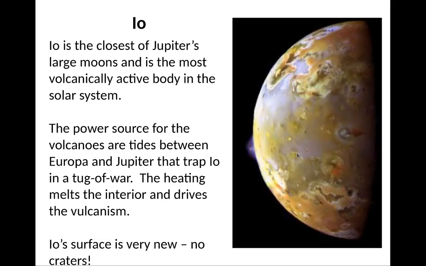Io is one of the more interesting moons of Jupiter. Io is the closest of Jupiter's large moons, and it's also the most volcanically active body in the entire solar system. Right? Io is caught in a tug of war between Europa and Jupiter. And because of that, there's a lot of friction. This gravitational tug of war creates a lot of friction inside Io and ends up melting the rock. So Io's surface is really new because of all the volcanoes. There are very few craters on Io.